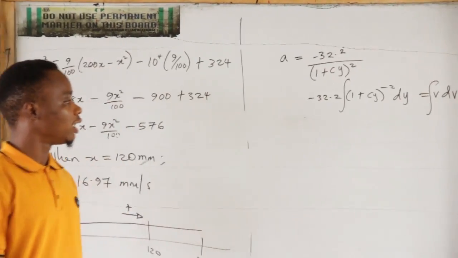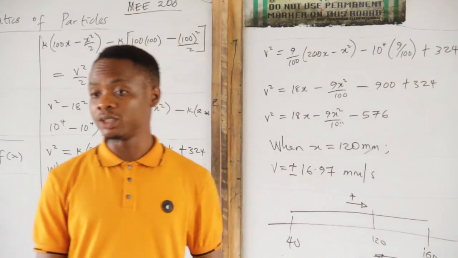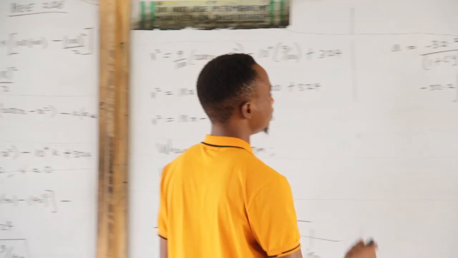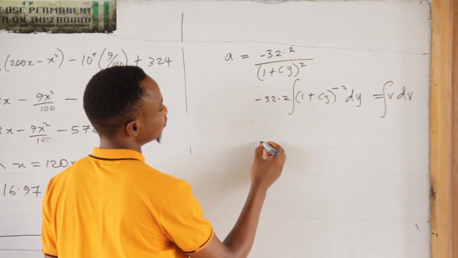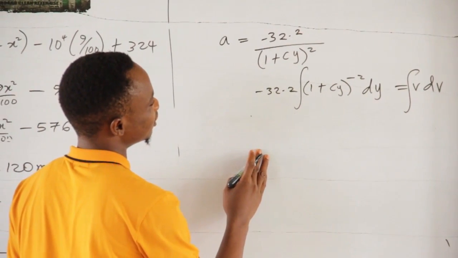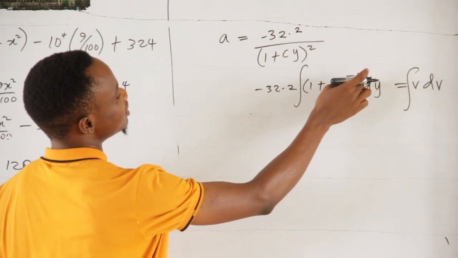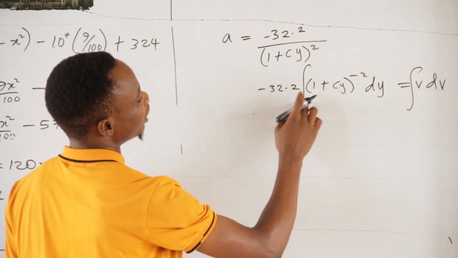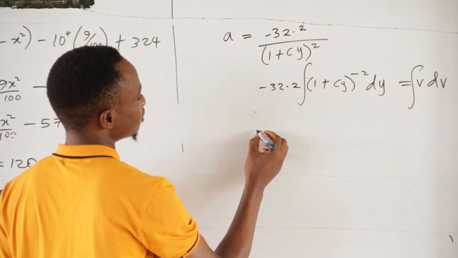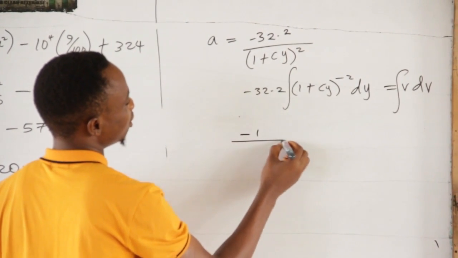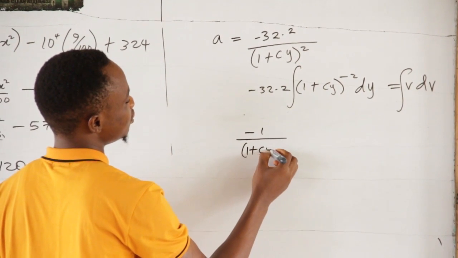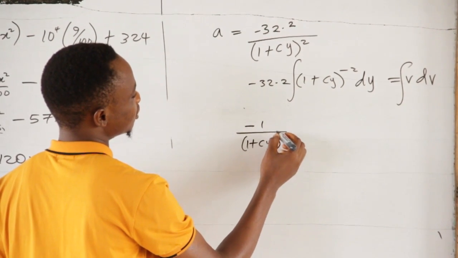Then, what did you get from the integration? Minus 1. How did you get minus 1? You bring this down, and you know that denominator. So now it's going to be minus 1 all over 1 plus cy, raised to power 1.